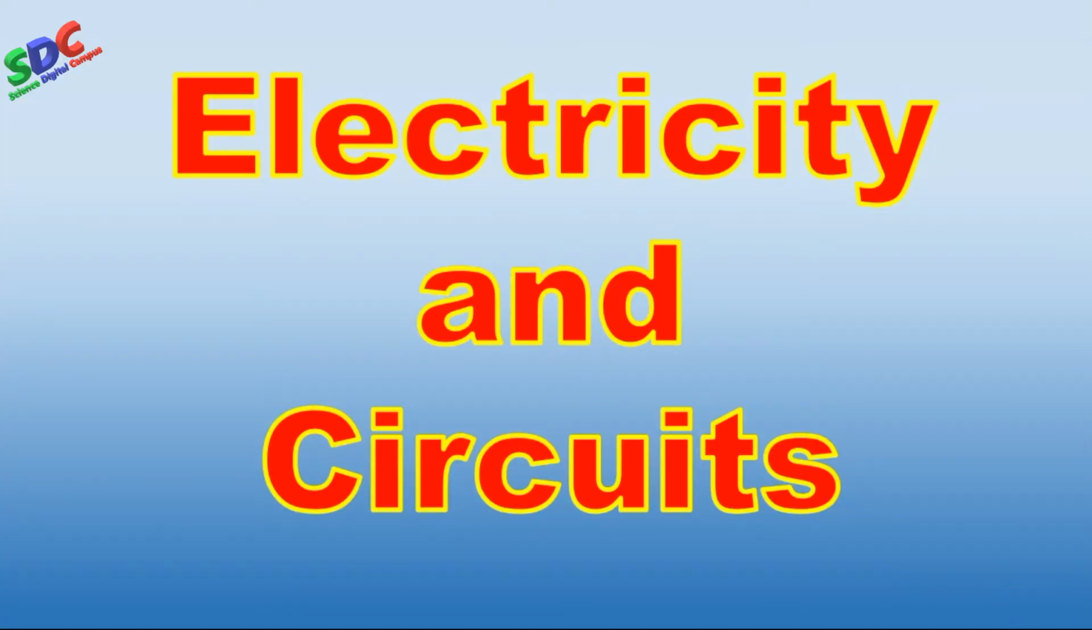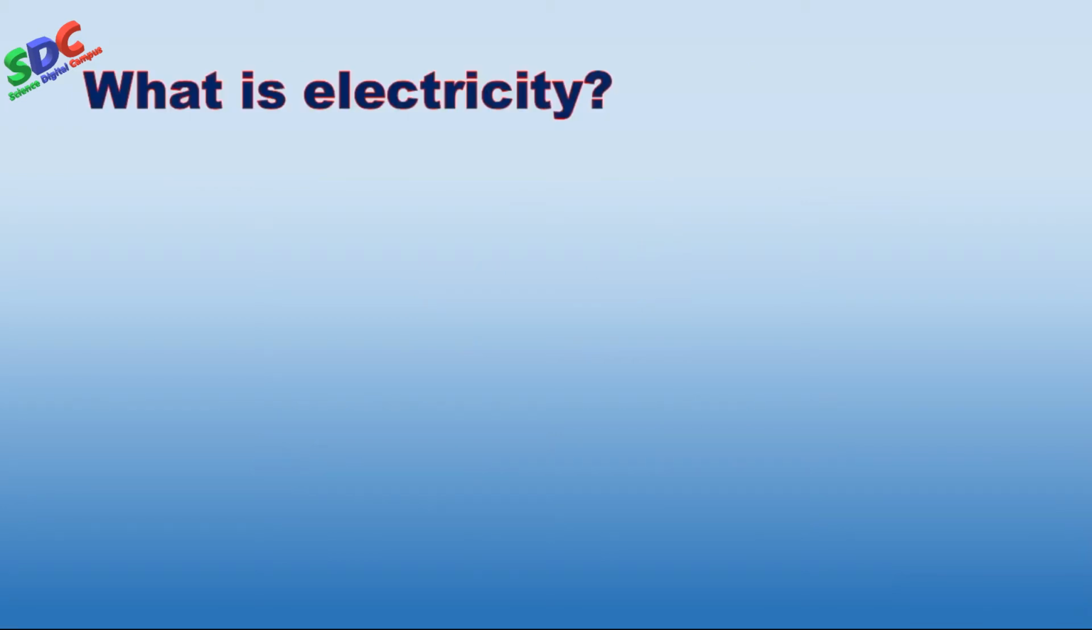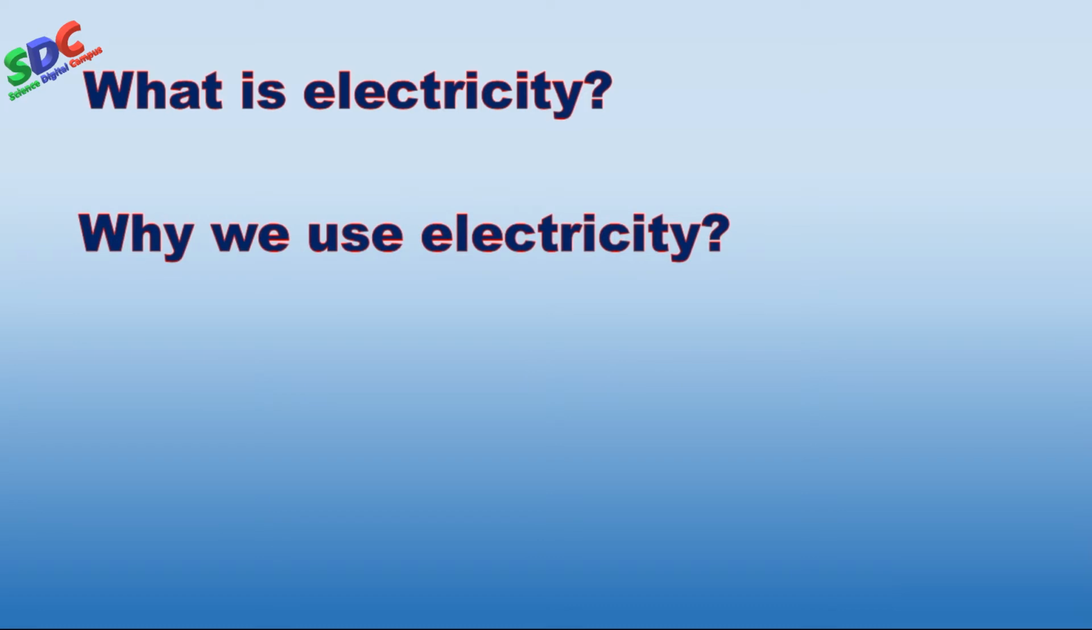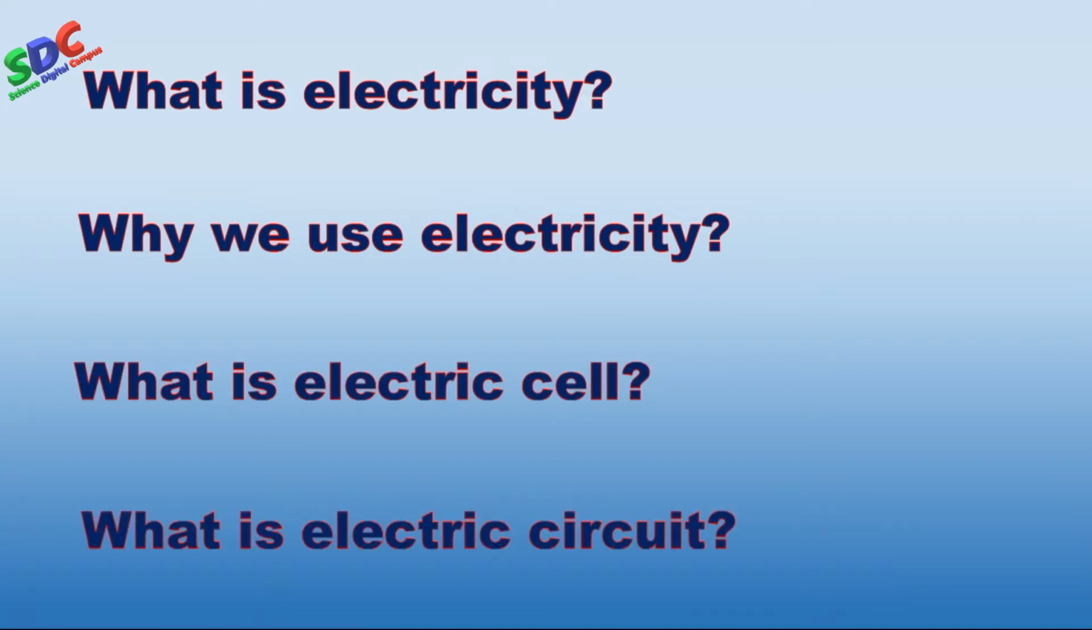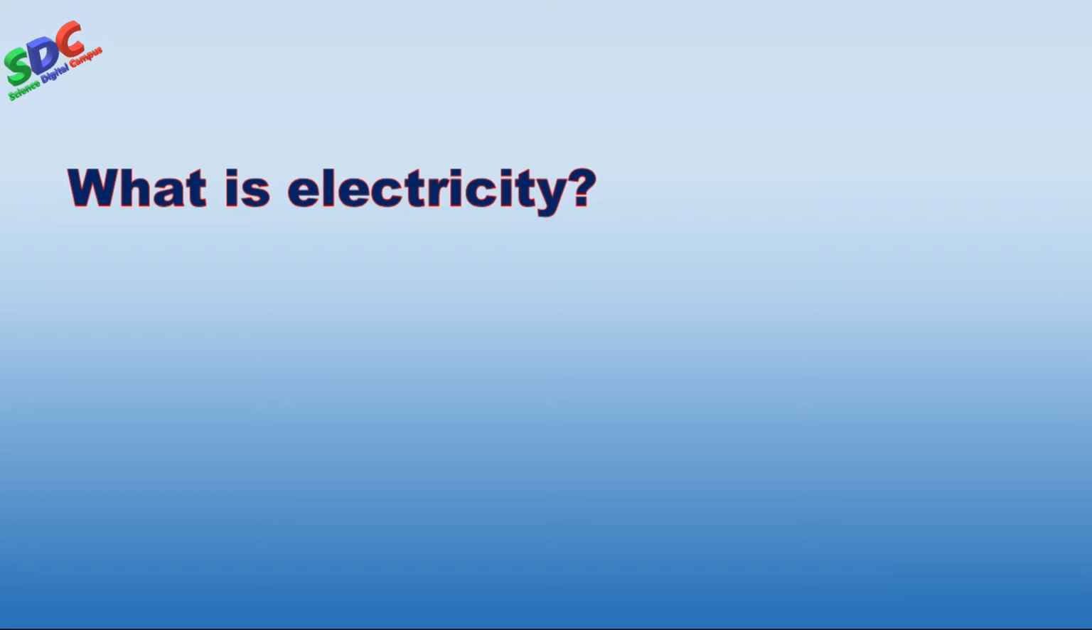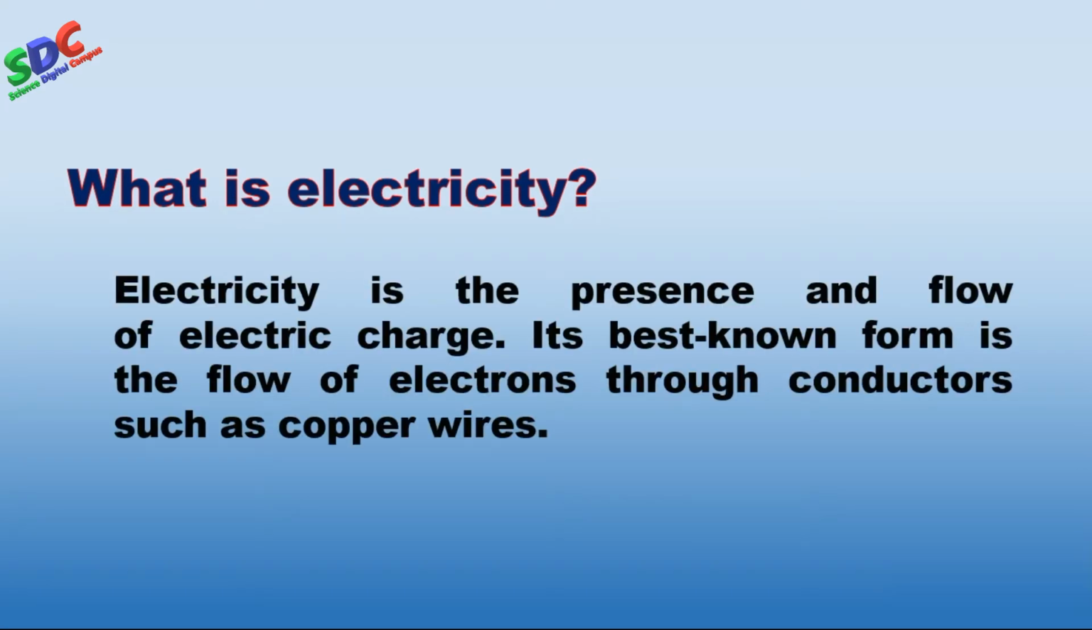Today we are going to learn about electricity and circuits. In this video we will see what is electricity, why we use it, and what is an electric cell and electric circuit. First and foremost, we are going to see what is electricity. It is the flow of electric charge, meaning the flow of electrons through conductors.